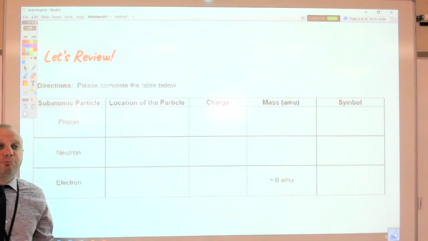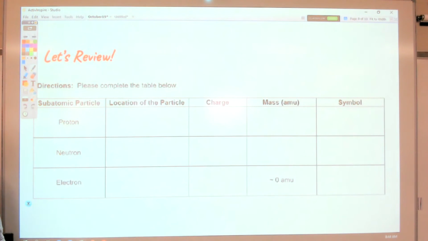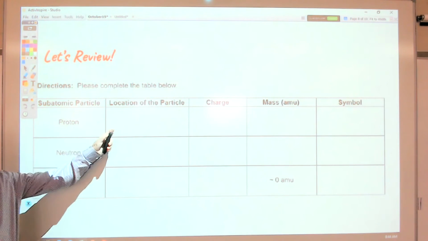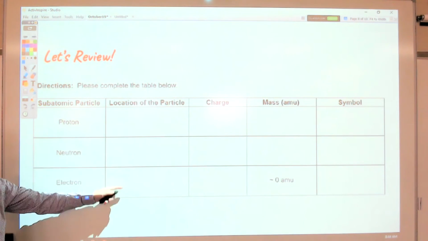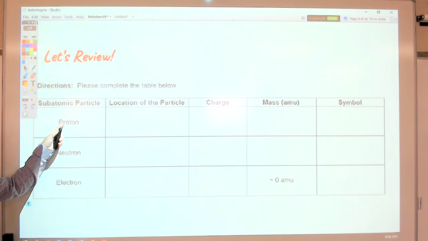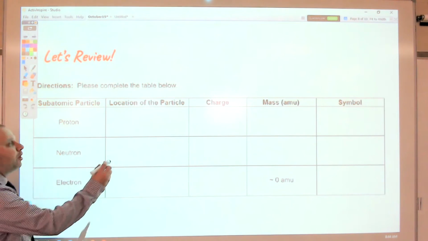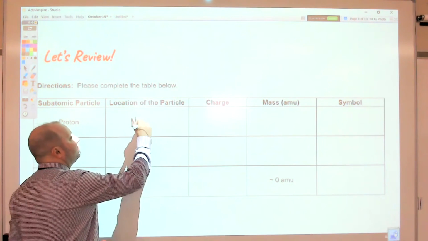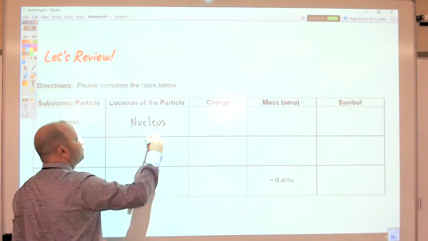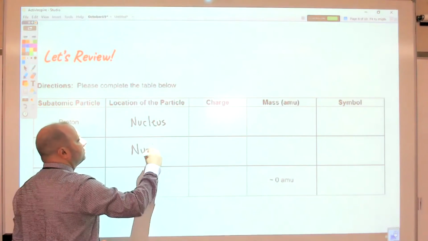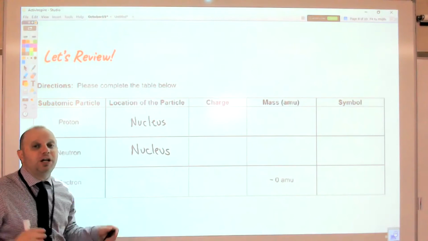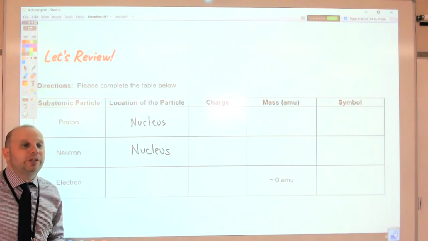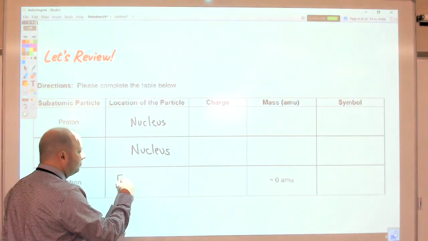Okay, we're going to finish up reviewing for this quiz by filling in this chart. So first, we're going to talk about the location of the particles, and we'll just go column by column. So both protons and neutrons are located in the nucleus. And electrons, remember, are outside of the nucleus in energy levels.